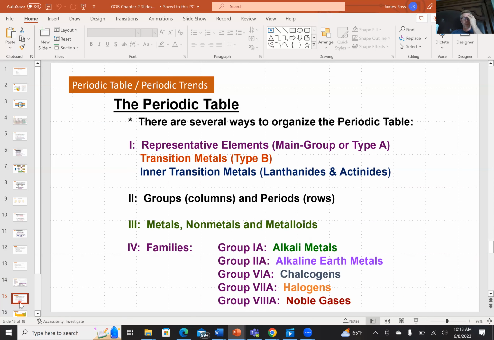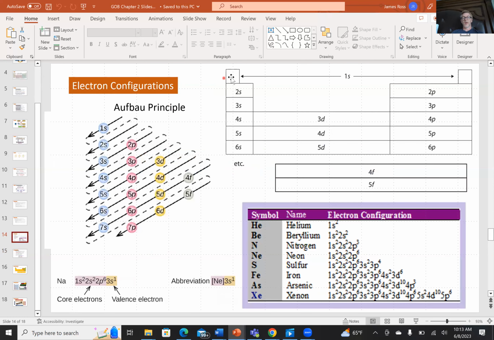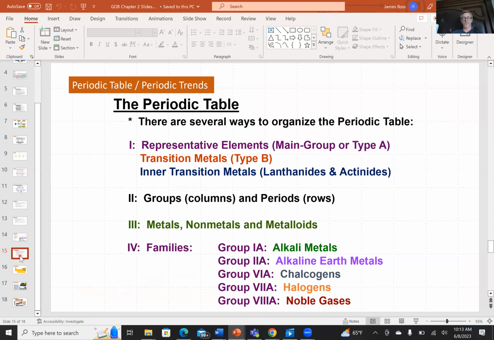Amongst all of the elements, there are metals, non-metals, and metalloids, but more on that in the next slide. There are families where elements have similar characteristics, and there'll be more on that in a couple of slides. There are group 1A and group 2A, alkali metals and alkaline earth metals. They are groups 1 and 2, so they're both in the s block. That's where you have the alkaline earth metals.